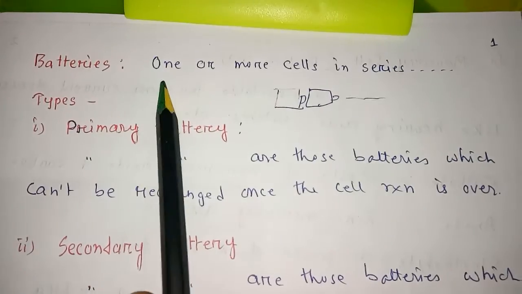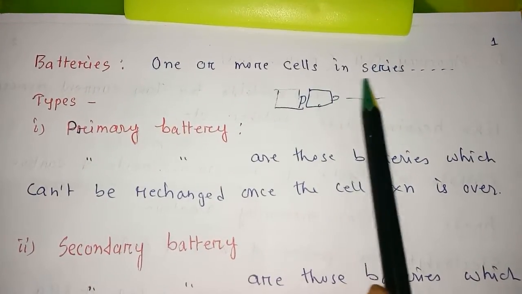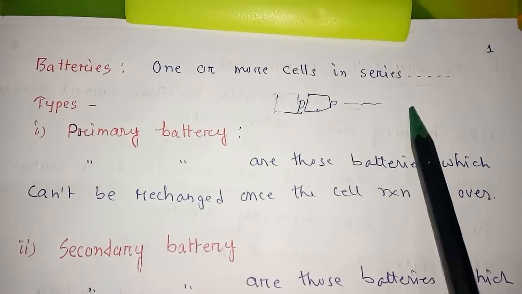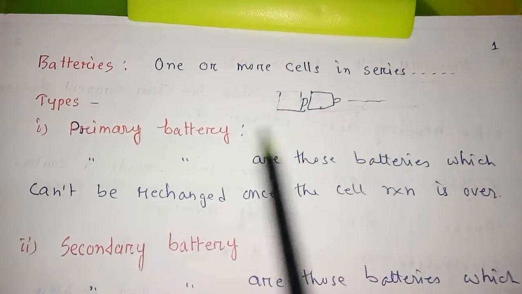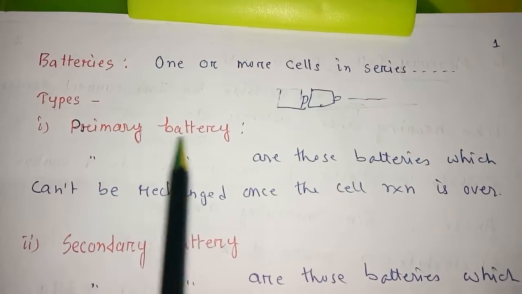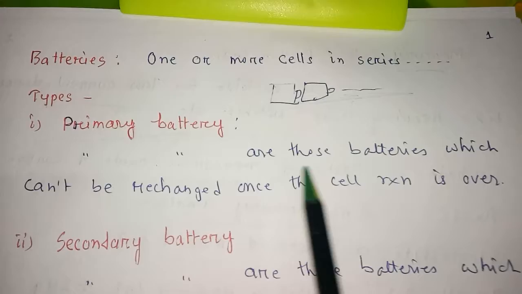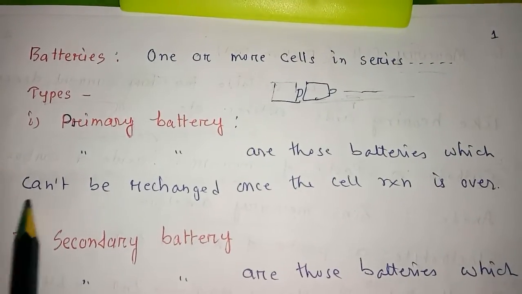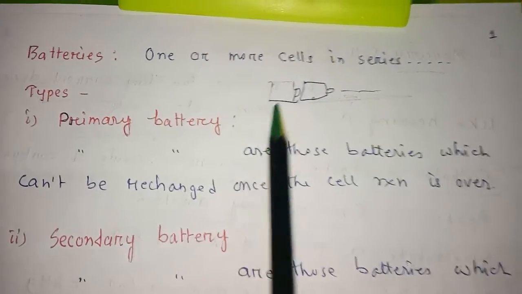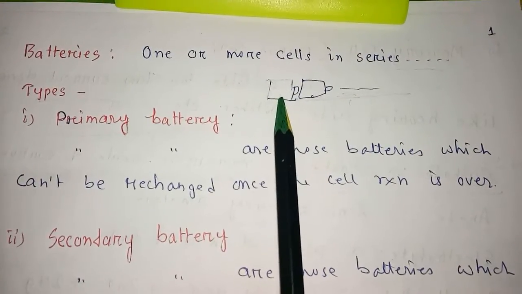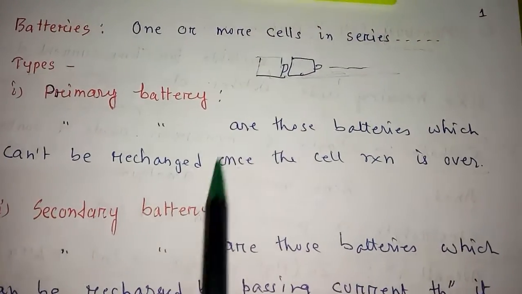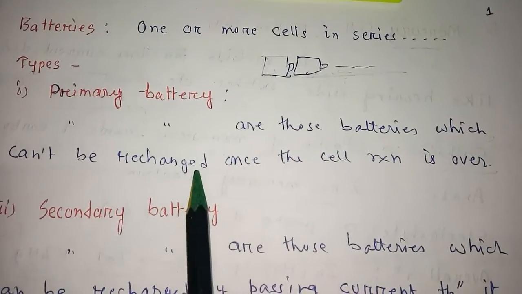Today we'll take batteries. So what is a battery? One or more cells in series is called a battery. Means if you connect these cells in series, they constitute a battery. Types of batteries: the first one is the primary battery. Primary batteries are those which cannot be recharged once the cell reaction is over. This type of battery, like the cells used in remotes and so on, cannot be recharged again once the cell reaction is over.